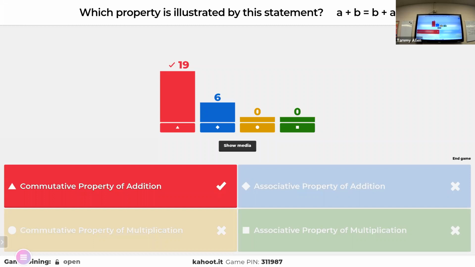Okay? Does that make sense? Okay. All right, good. So, no matter that these are letters, they change the order of the letters. Remember, these are variables in place of numbers. All right?